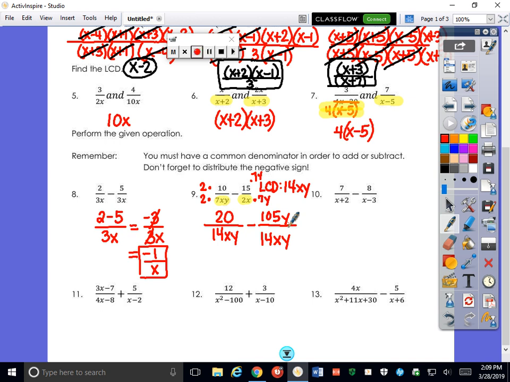So now, I'm going to combine my numerators because my denominators are now the same. They're both 14xy. Now I can't combine the 20 and the 105y because they're not like terms. The 20 does not have a y. So this final answer is just going to be 20 minus 105y divided by 14xy.